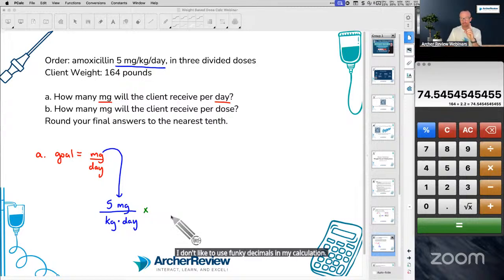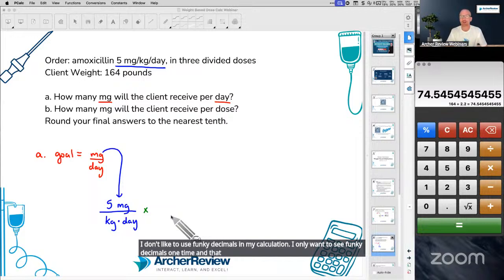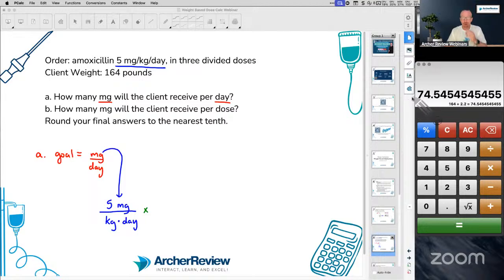I only want to see funky decimals one time, and that is when I get to my final answer. In some programs, they will tell you that. They will say, do not round until the end. So, I don't want to use this.